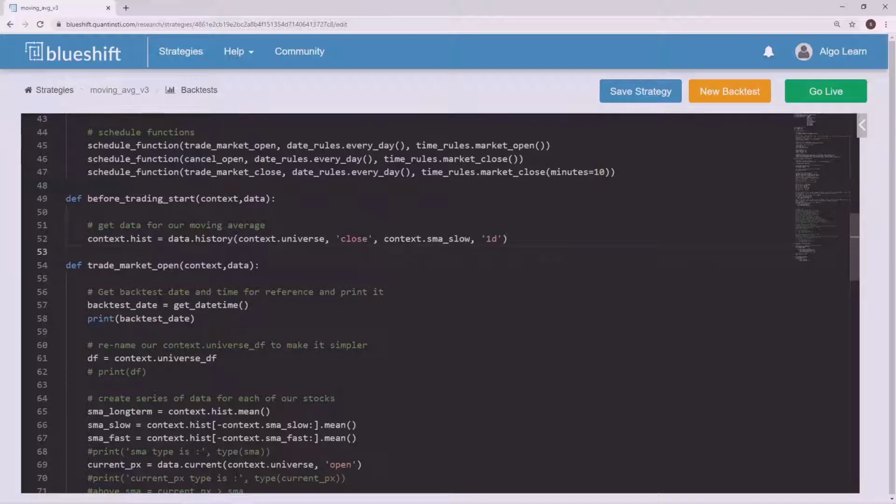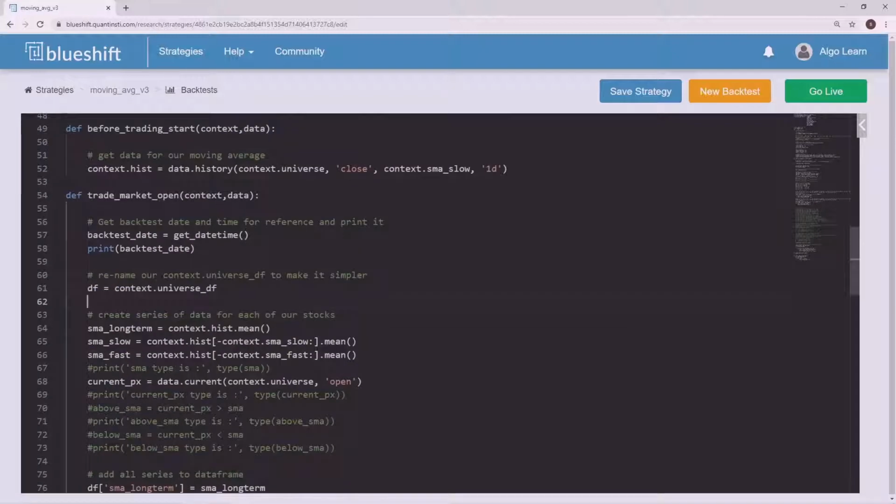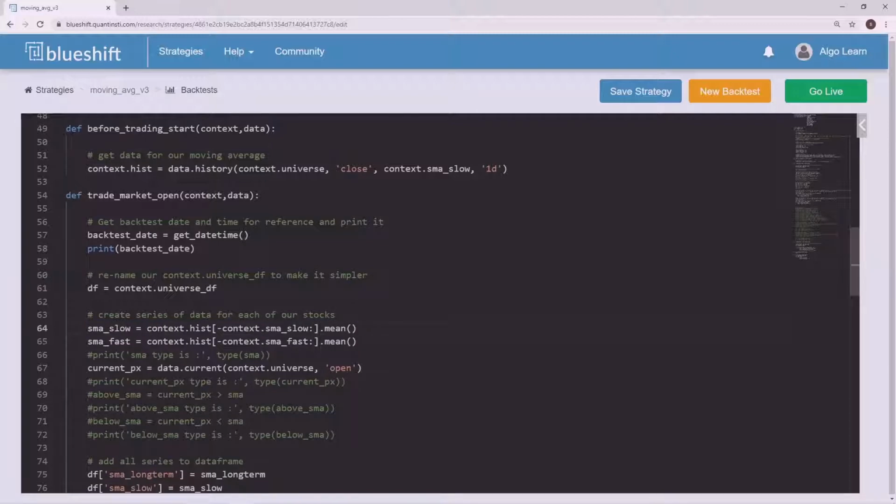We are going to rename our context universe _df to just df to make things simpler. So we have that. I'm going to delete this print line because we're not going to need it. Now we're going to create a series of data for each of our stocks. We're not going to need the long term, so we're not going to do the long term line. But we have two lines.